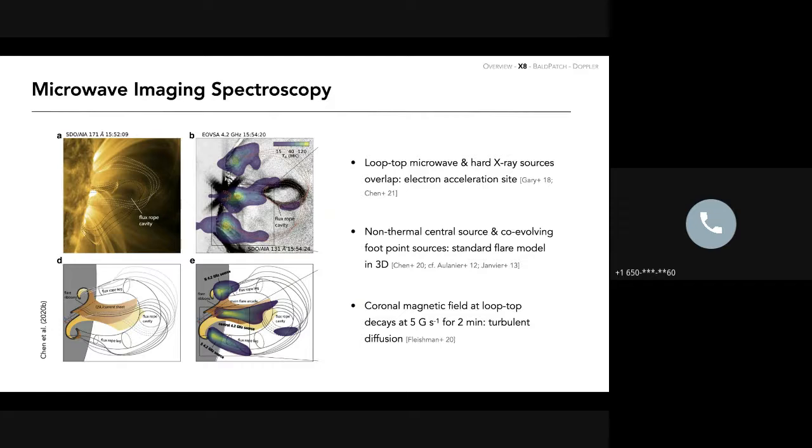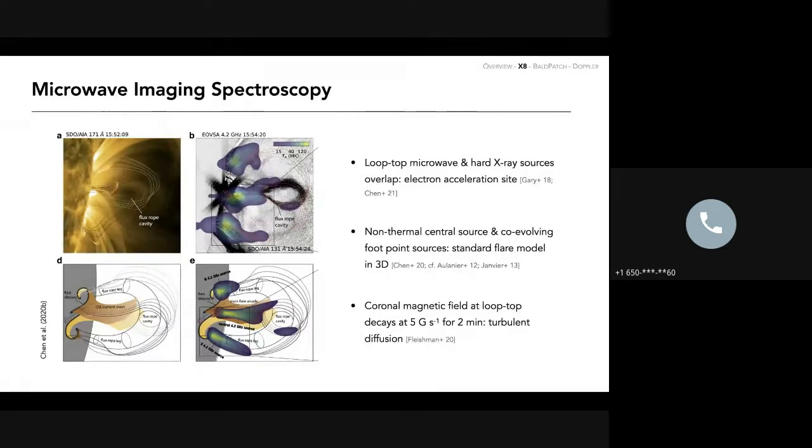And then the interesting thing here is that you see this small, weaker source higher up at the edge of the flux rope cavity, and the authors argue that those are from energetic electrons that are being accelerated and shoot upward. So these observations also support the flare model in 3D proposed by the Meudon group that is shown in panel D.